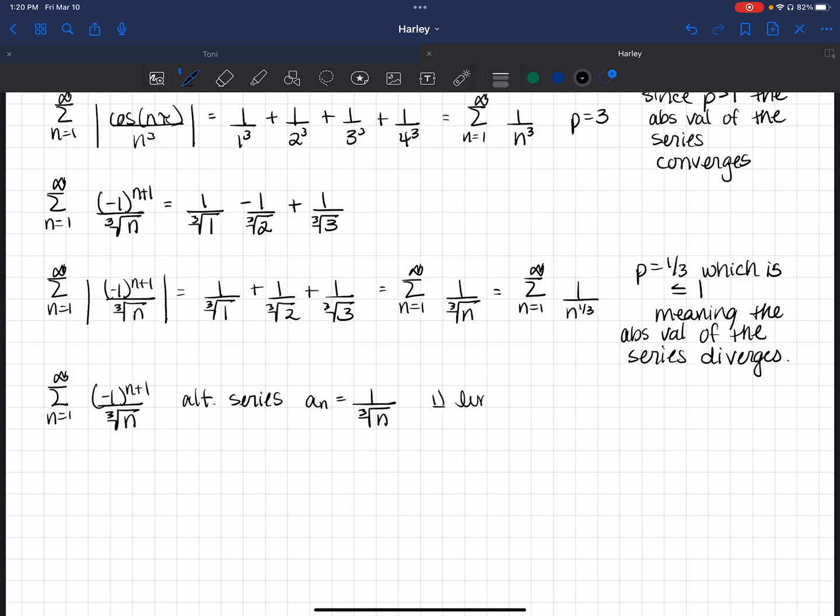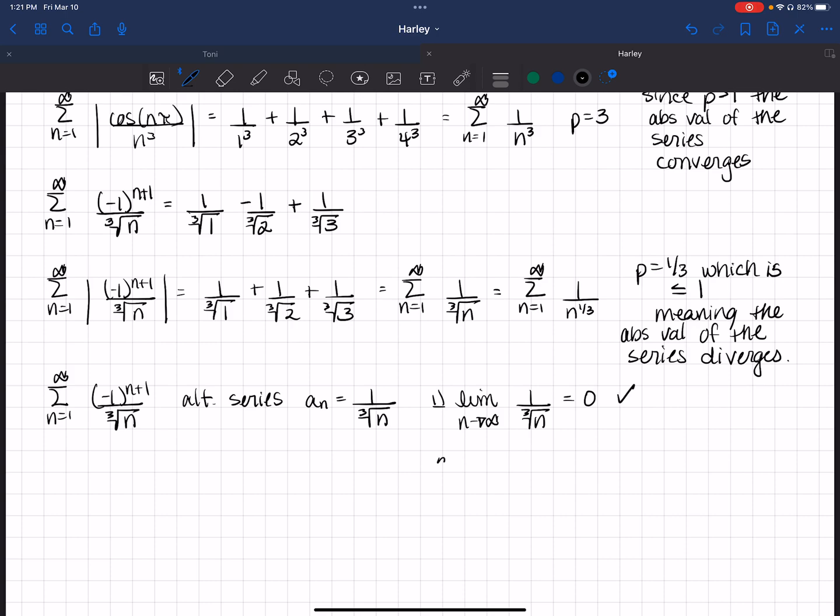And I'm going to ask myself, what is the limit as n approaches infinity of 1 over the cube root of n? What does that go to? Well, as n gets bigger and bigger, I take the cube root, I'm going to get a bigger and bigger number. So that actually goes to 0. So it does meet that criteria.